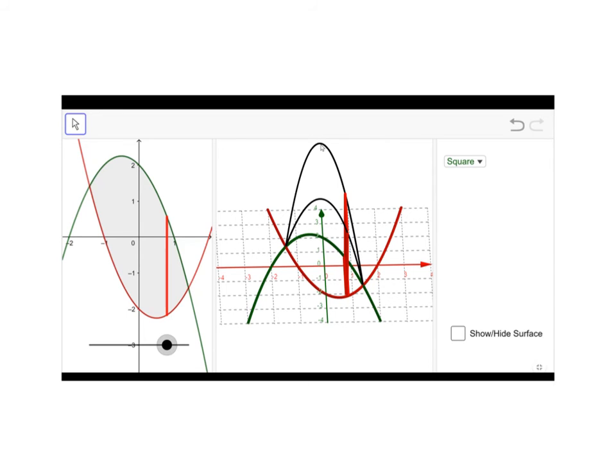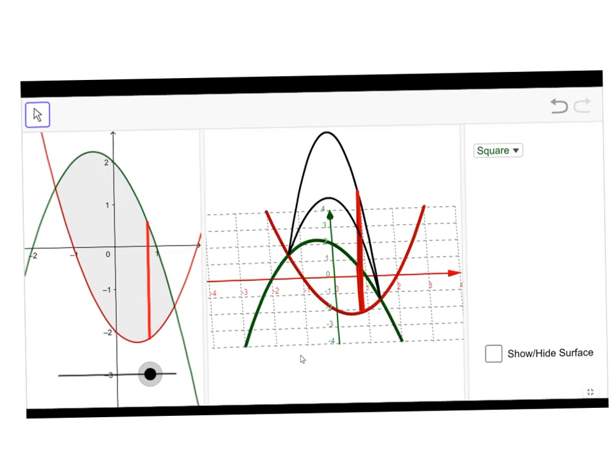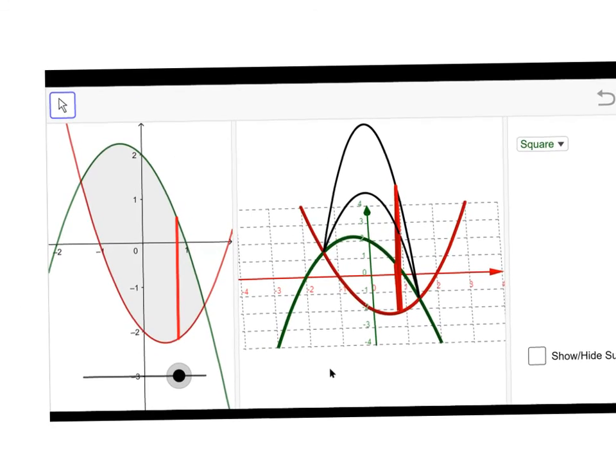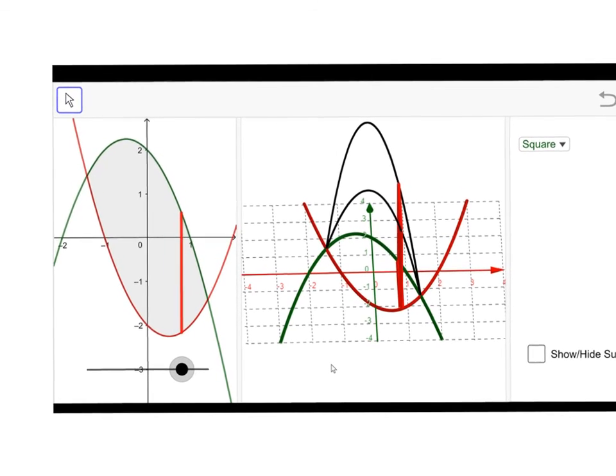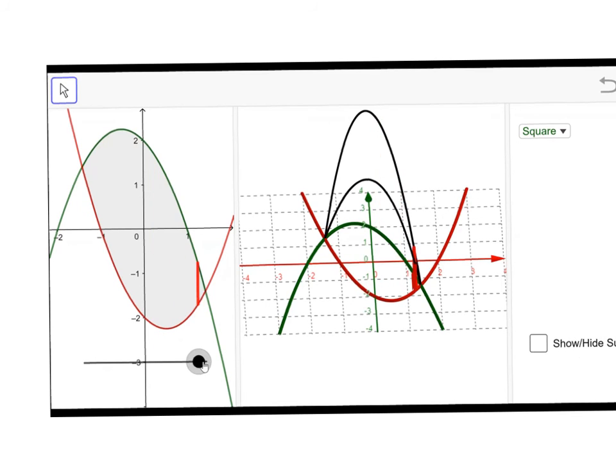So this is a GeoGebra program created by Steve Phelps, and it's a great visual on finding the volumes of solids with known cross-section. This green curve here is, say, f of x, and g of x is the red curve. And here's a slice perpendicular to the x-axis, okay? So I could move this slice over.